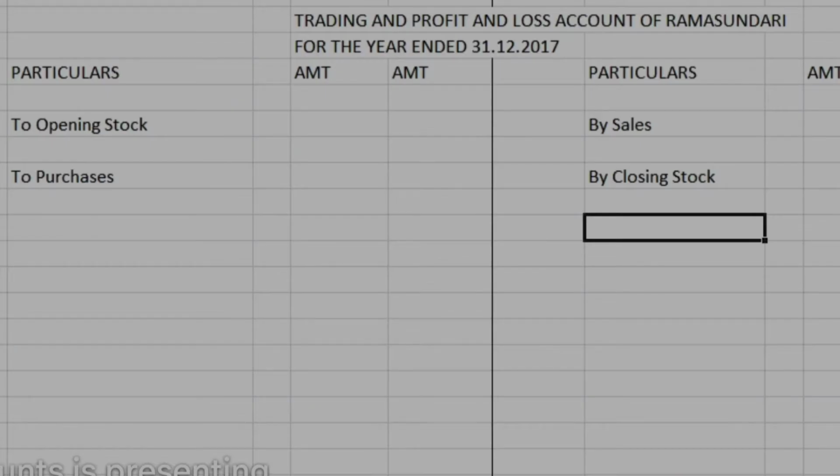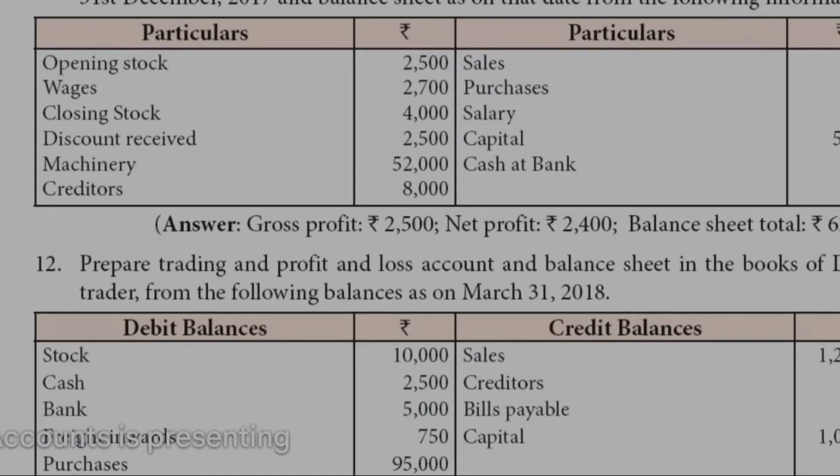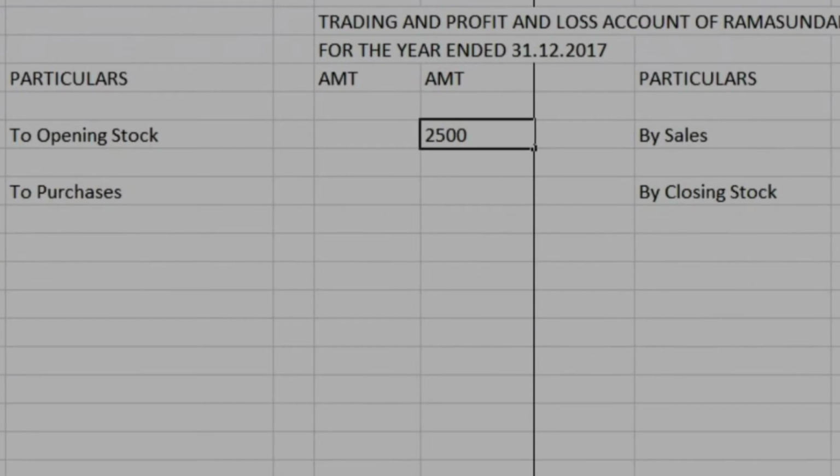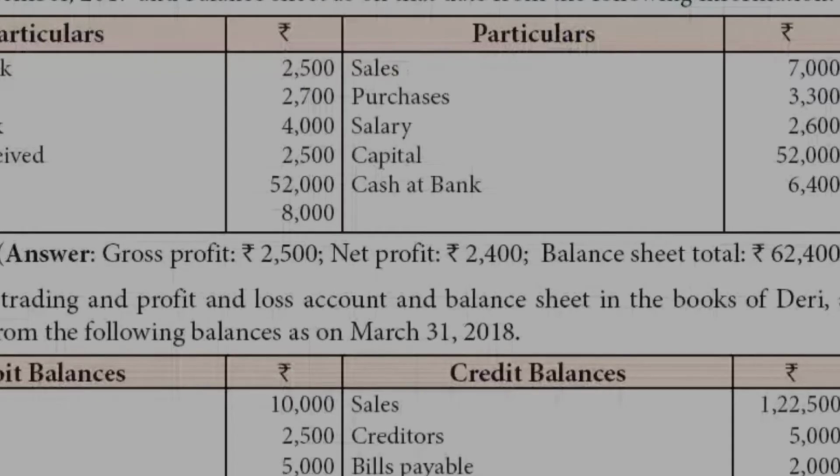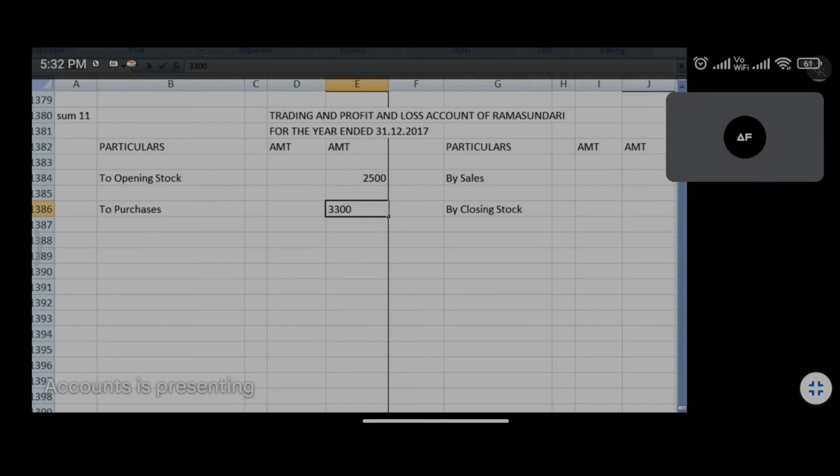Let's look into the sum and fill in these. Opening stock 2500. Then purchase. When looking for purchase, I must also see whether I've got purchase return or not. So in this sum, we don't have purchase return. So it's only purchases 3300.